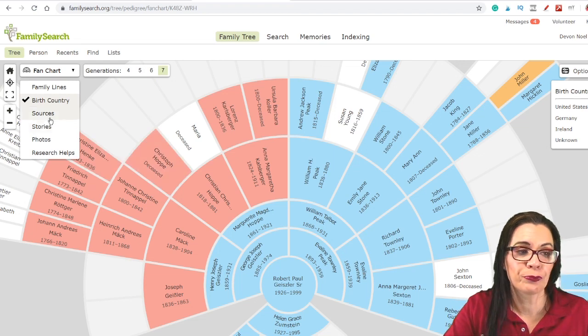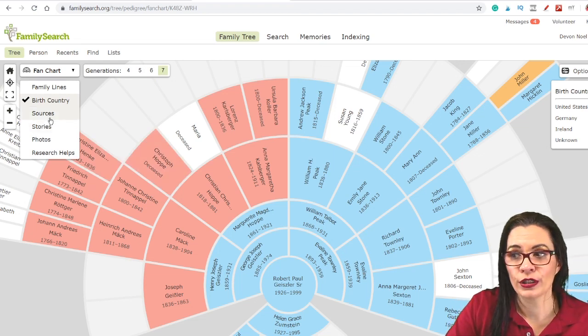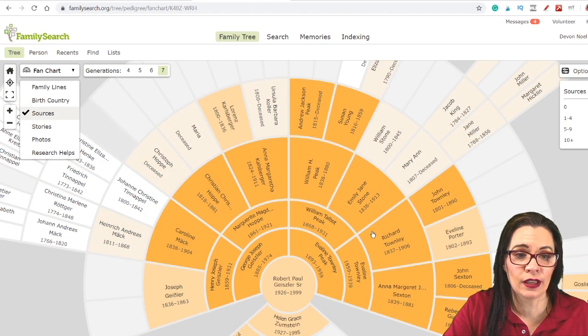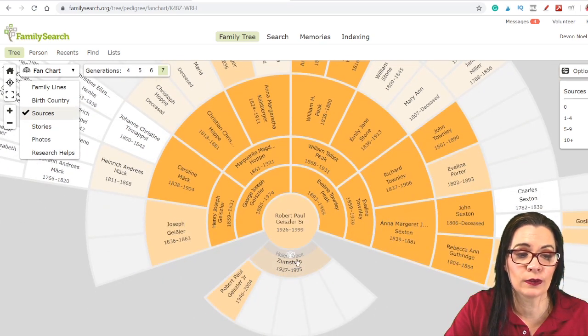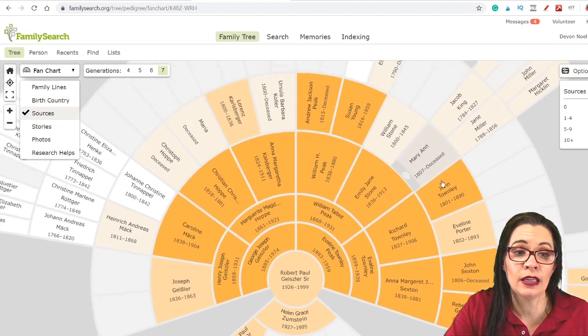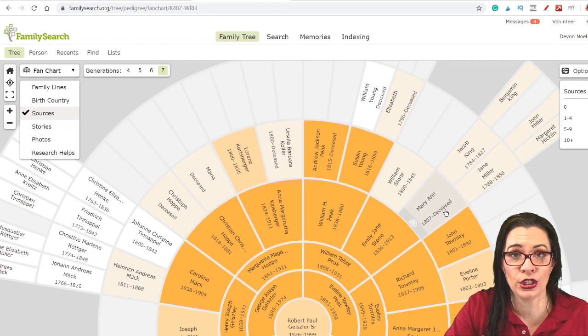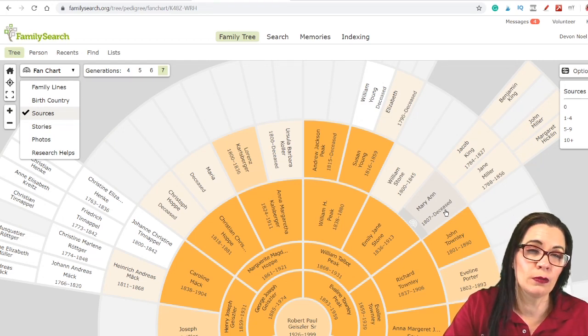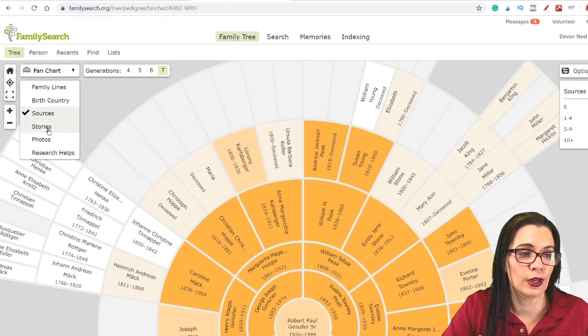How cool is that? The fan chart on FamilySearch also has the ability to see sources, who on our tree has sources, and white, 0 sources. And then it gets darker and darker as the individual has more sources attached to them. That gives you an idea of where you might want to start researching on your tree.